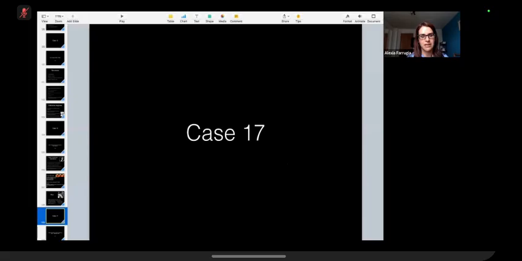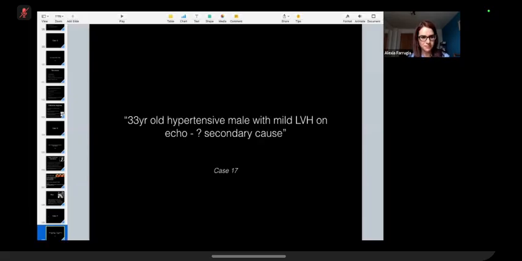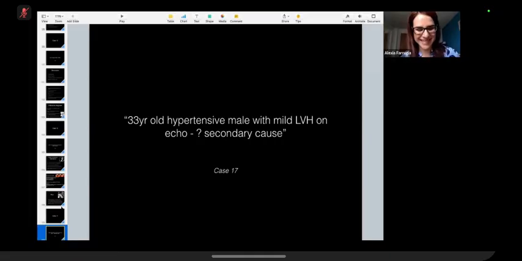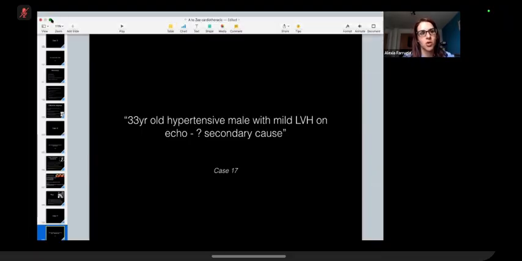Now if we move on to the next case, case 17. Are you still there? Can you still hear me? I was reading the history. So, good. So 33-year-old hypertensive male with mild left ventricular hypertrophy on echo. And they were querying a secondary cause for the hypertension. So he was on multiple antihypertensives. And when there's hypertension which is somewhat resistant to medical therapy, in a young patient especially, we look for a secondary cause.